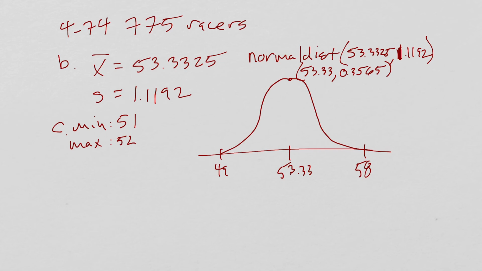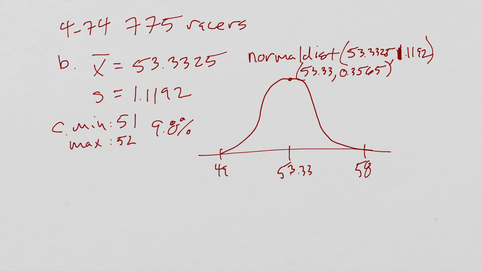So if we type that into Desmos, our minimum is 51. Our maximum is 52. And we get about 9.8%. Okay, 9.8%. The problem asks: how did the percentage predicted by the model compare to the percentage observed in your sample? So what was our percentage yesterday? I was trying to remember.